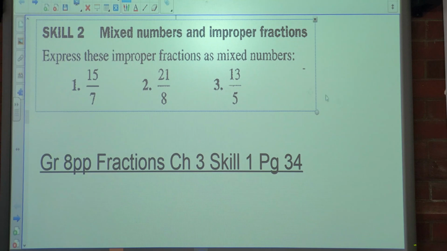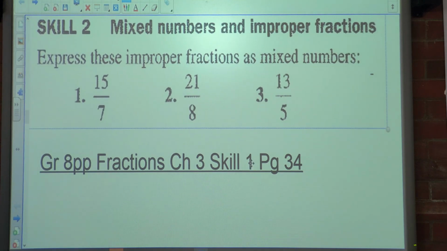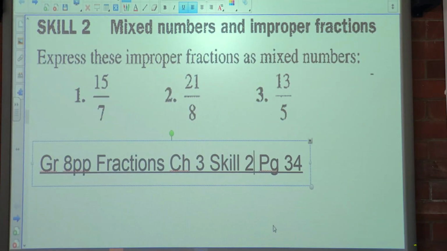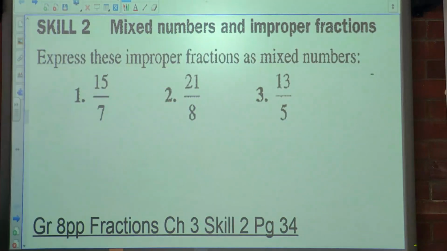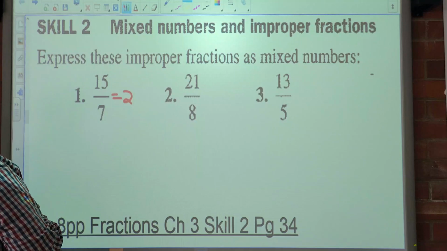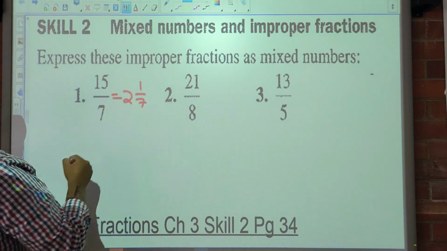Now we're looking at skill 2. Skill 2 is on page 34, correct? Mixed numbers and improper fractions. Express these improper fractions as mixed numbers. Okay. The 15 over 7, how many times is 7 going into 15? Twice. Remainder? 1. So that's 7, 14, so it's 2, and 1 remainder, so it's 2 and 1 over 7.